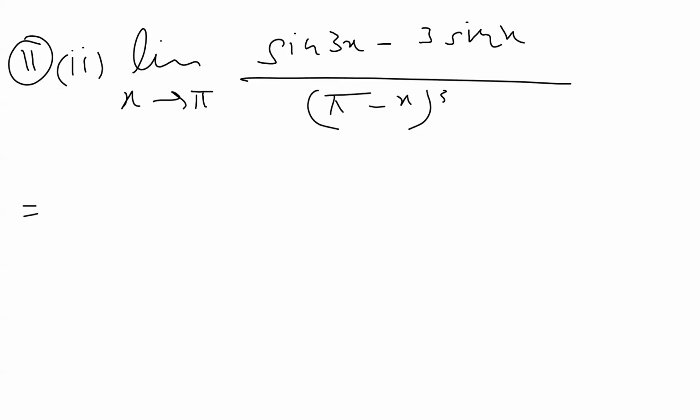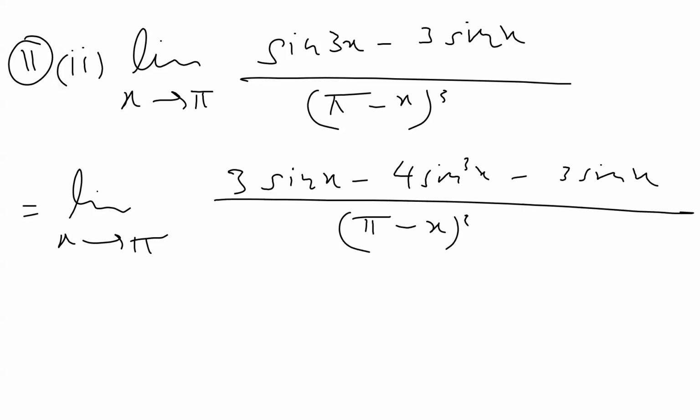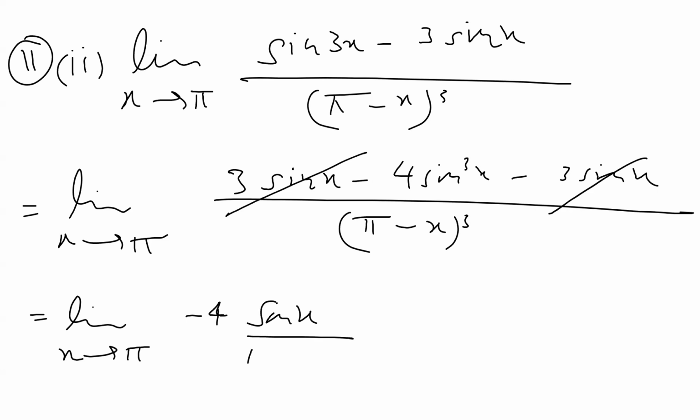It's similar to the previous problem. Triple angle formula will make it easy. 3 sin x minus 4 sin cube x minus 3 sin x upon pi minus x the whole cube. So 3 and 3 is gone, minus 4. Okay. I can group the cubes here as well. Not a problem. So I did it over here. Whenever you get a chance of grouping some terms, you do that.